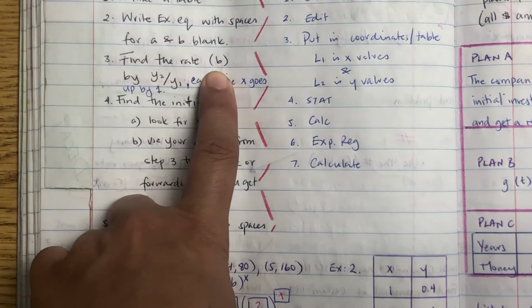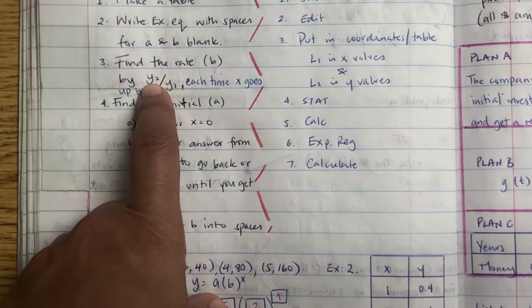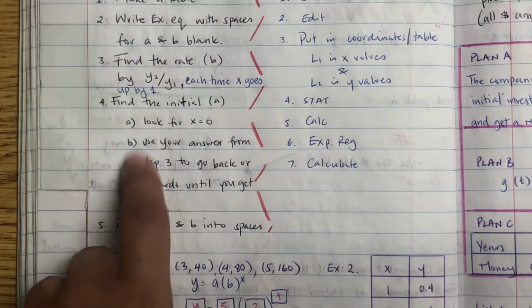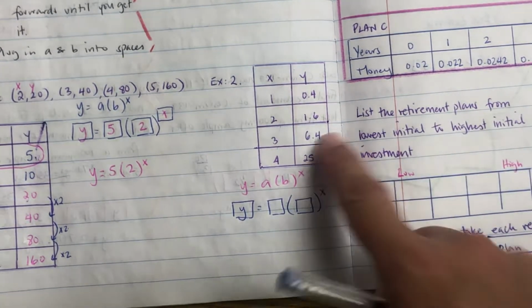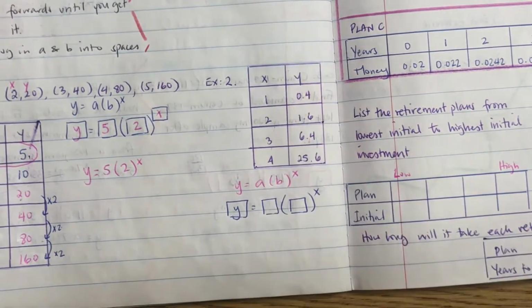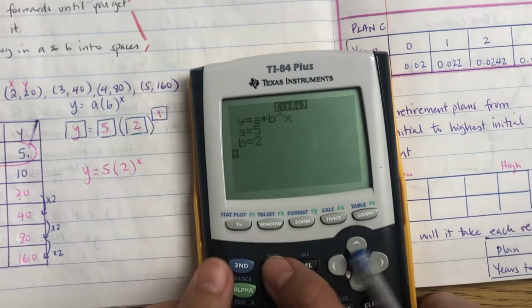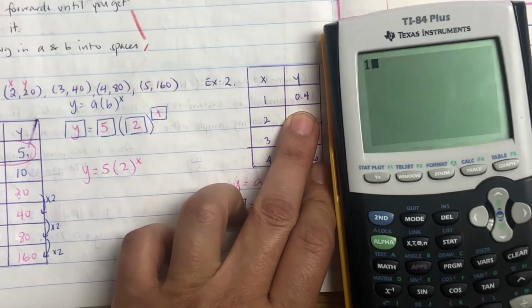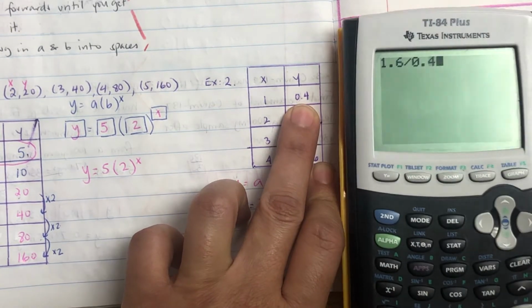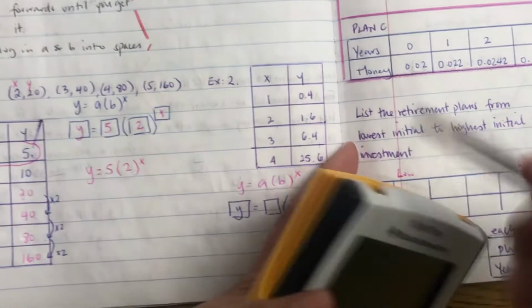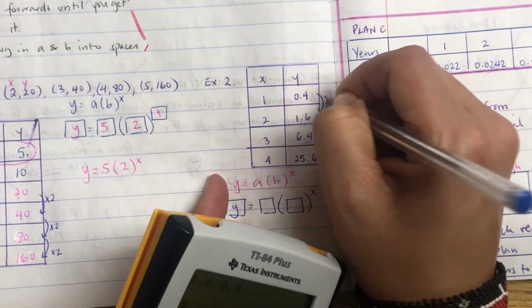Find the rate b. Remember, to find the rate, you just do the second one divided by the first. Each time x is going up by 1. So x goes 1, 2, 3, 4, 5. So I'm dividing the second by the first one. If I do 1.6 divided by 0.4 is 4. So that means I'm multiplying by 4.